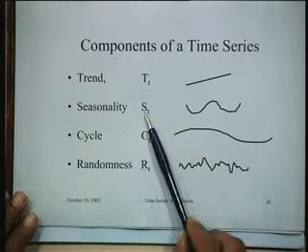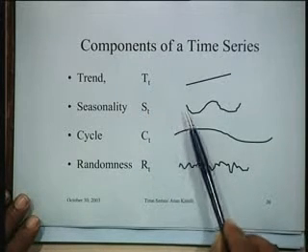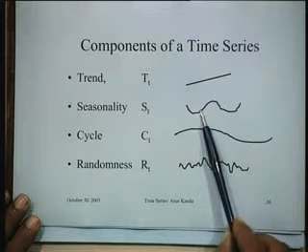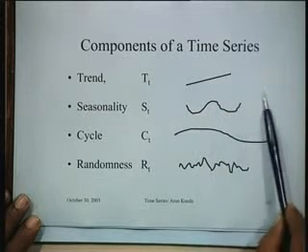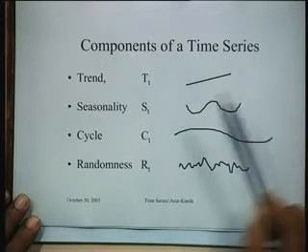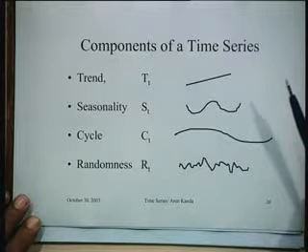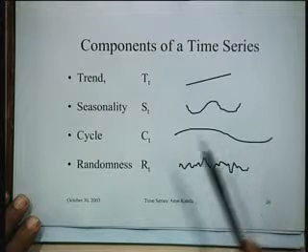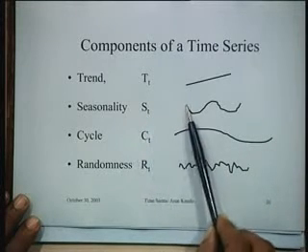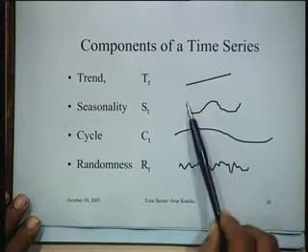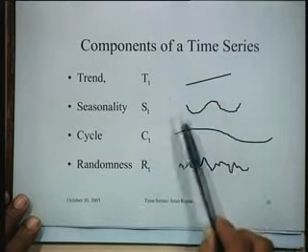Secondly, it might have a seasonality. That means the values might tend to go down and then go up and then go down and go up. That is the seasonality component of the demand. Seasonality is generally over a year, over the seasons.